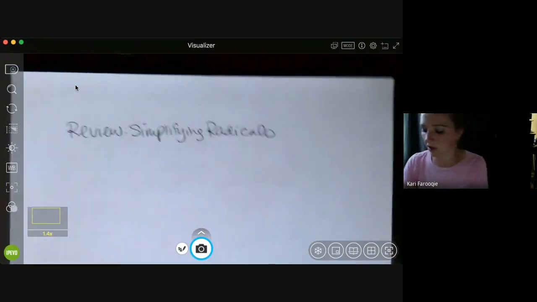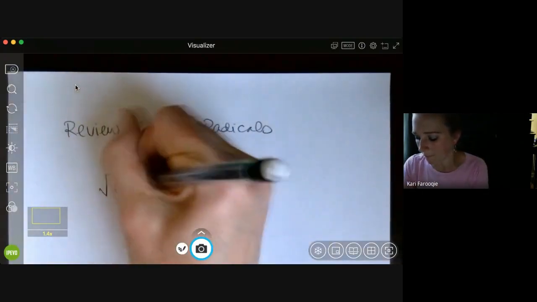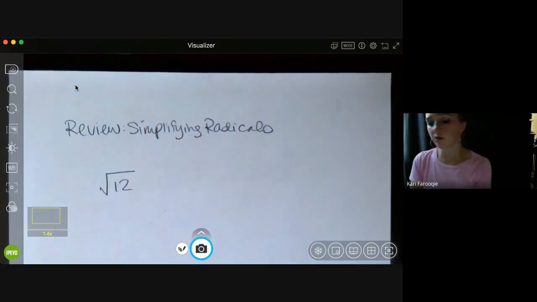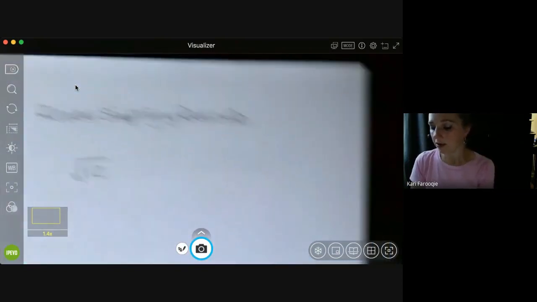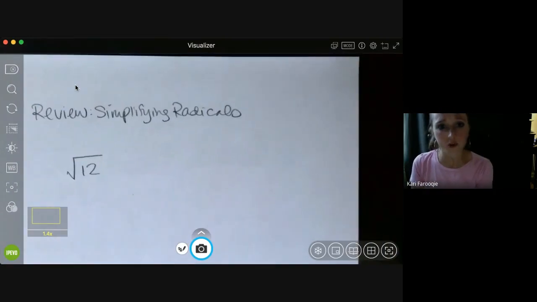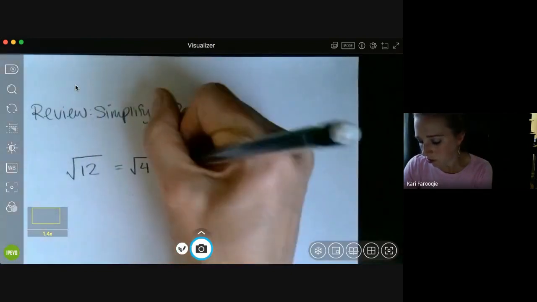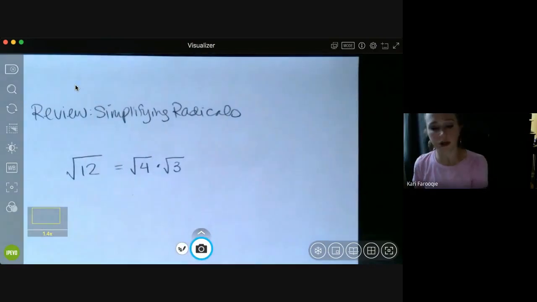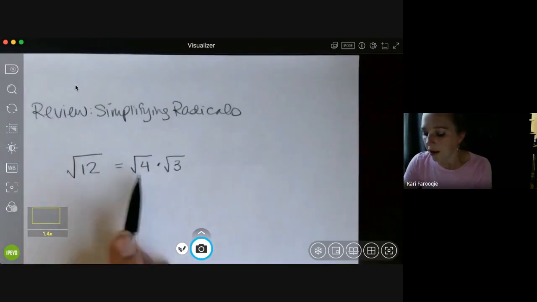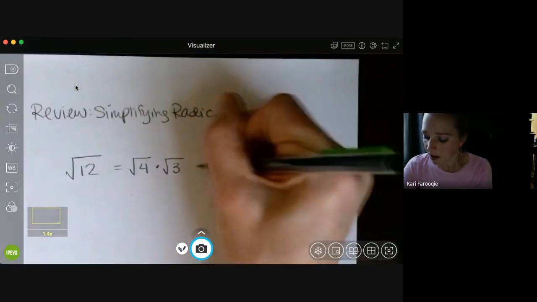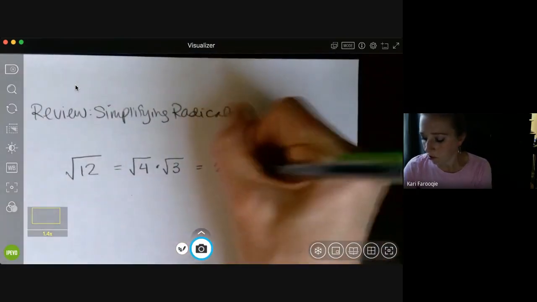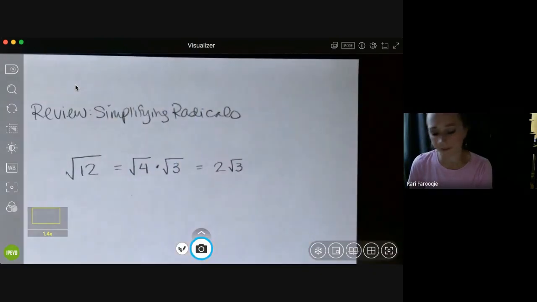Let's say, for instance, that you are looking at something like the square root of 12. The square root of 12 is not simplified. The reason is the 12 has a perfect square factor. What I mean by that is that you can break up 12 into 2 different factors, 4 and 3. So you can also break up the square root of 12 into the square root of 4 times the square root of 3. Now, the square root of 4 can be simplified down to an integer. Because of that, you can rewrite the square root of 12 as 2 times the square root of 3. This is the simplified version.